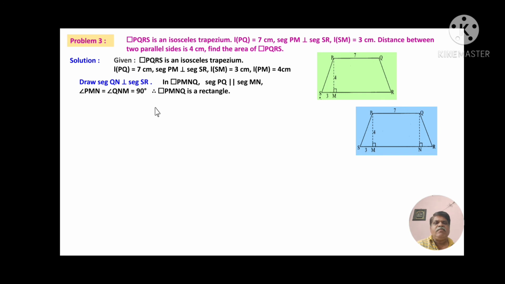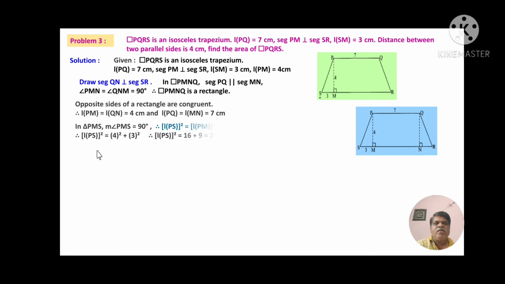Angles PMN and QNM are 90 degrees, this and this. Therefore, quadrilateral PMNQ will become a rectangle. Opposite sides of a rectangle are congruent. Accordingly, PM is equal to QN is equal to 4 cm and PQ is equal to MN is equal to 7 cm.